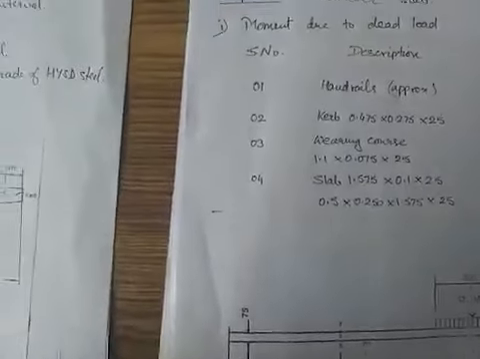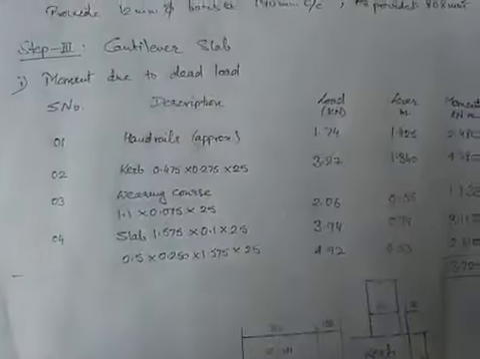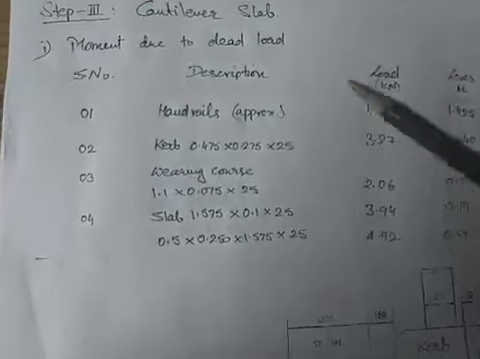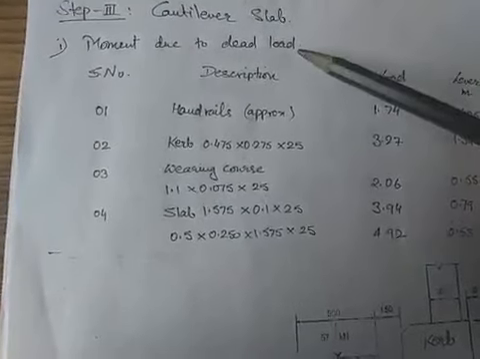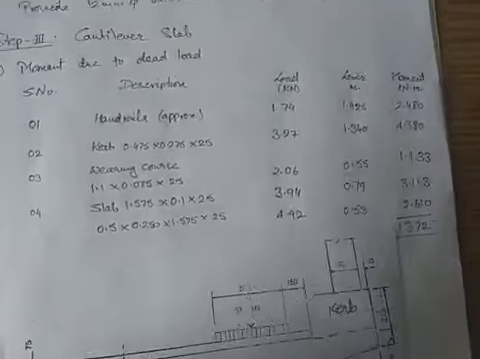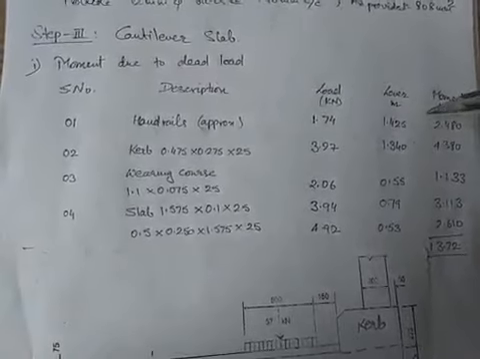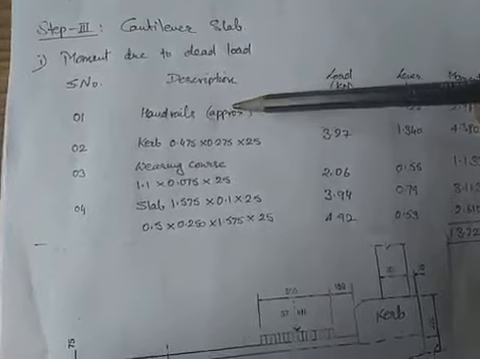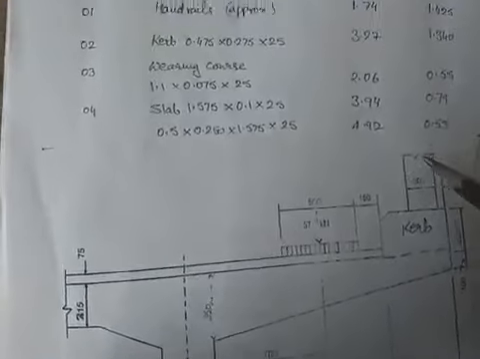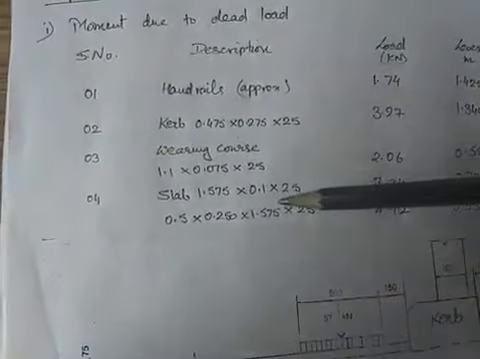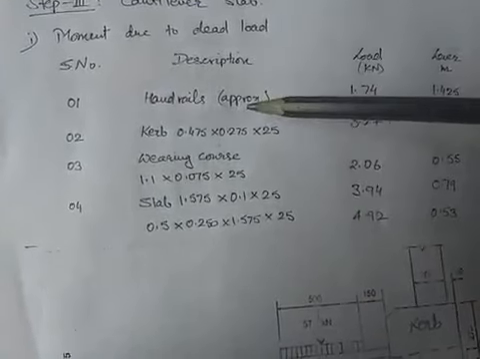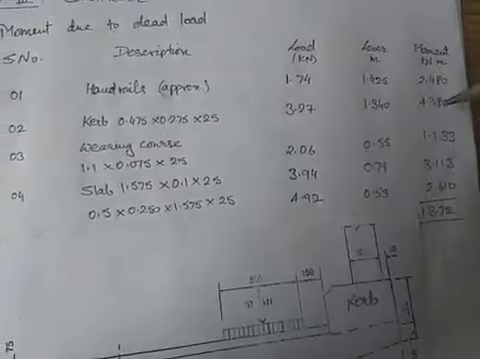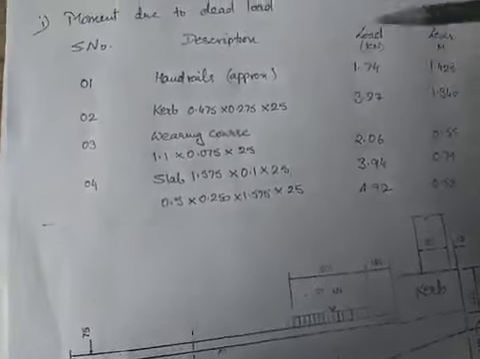So let us start with the design of the cantilever slab. As per the portion I have shown you, we are going to calculate the moment due to the dead load, and then we are going to calculate the moment due to the live load. We will combine these two, and then we will design for the total design moment. So first is the handrails. It is acting over here. We will make it table-wise: the description, the load, then the lever arm, then the moment. Combine all the moments, you will get the total moment.